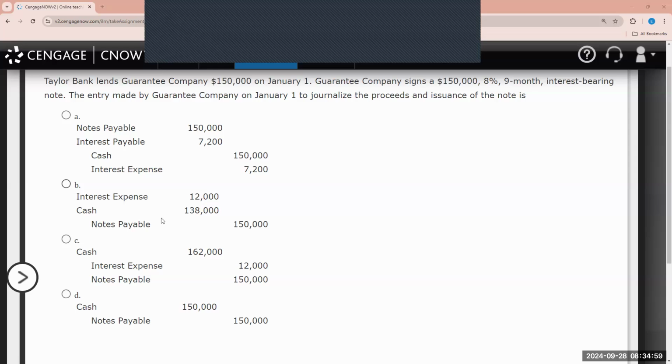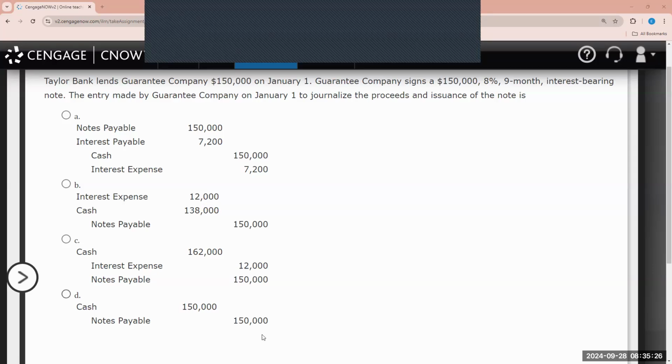And then we look to B. So B, okay, we see that there's $138,000 debited for cash, and for C, there's $162,000, but D most accurately reflects what happened. We received $150,000 in cash. Why? Did the company earn the money? No, it says nothing about us providing a service or selling a product. Did the owners invest the money? No, it tells us nothing about equity.